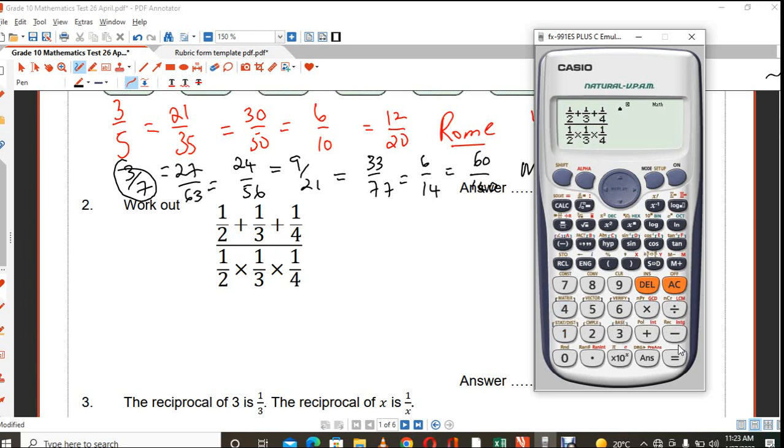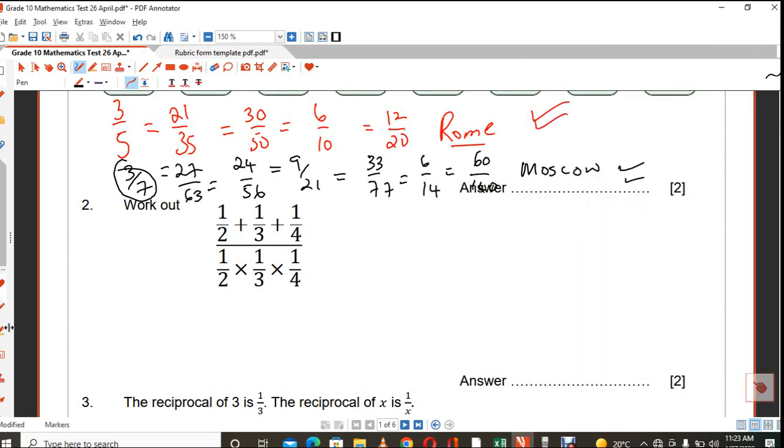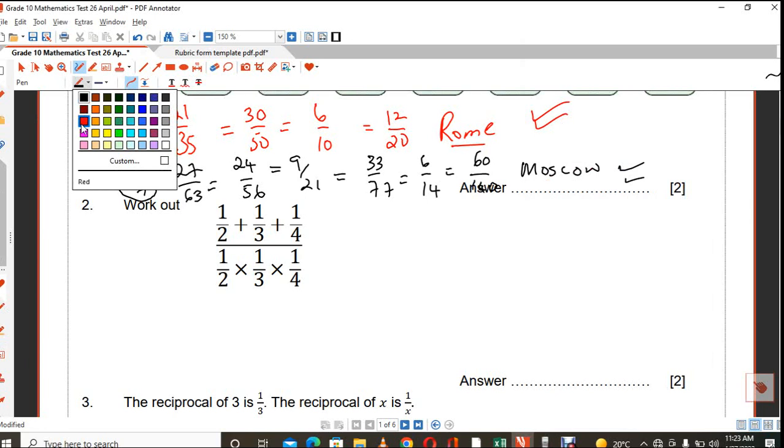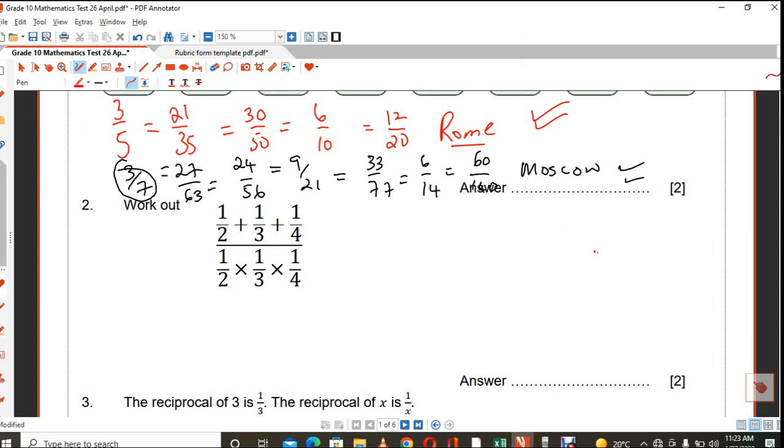1/4. That's all you needed to do. You hit enter, and then you get your answer. That's all you needed to do there, and I would have given you the full marks. I'm very generous.